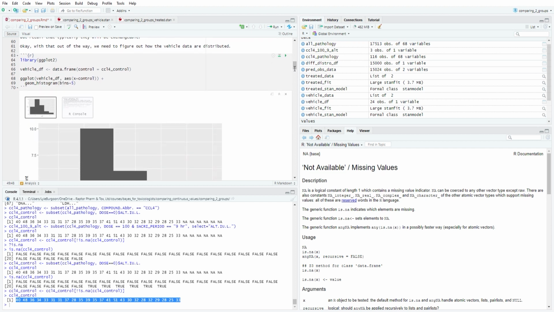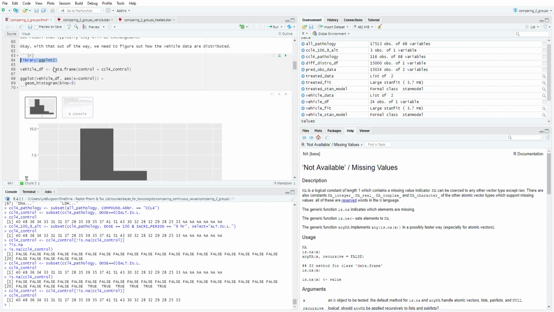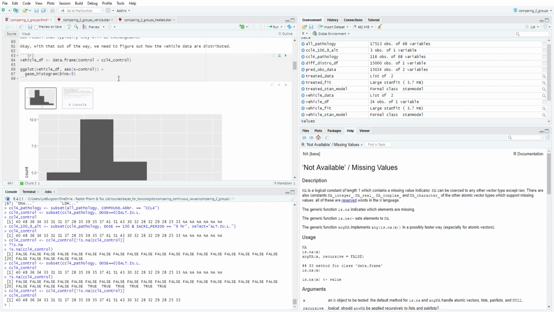So with that out of the way, you can see there's ggplot2 there. This was me trying to test a few things out and moving some blocks around, so I'm going to clean this up as we go through. So here we've got vehicle DF, which is a data frame object that we're creating. We're using the data frame function. We're going to call the column control, and we're using CCL for control, which we just created. And you can see the contents of it there. It's a vector. So basically, we're converting this vector into a data frame so that we can use ggplot.